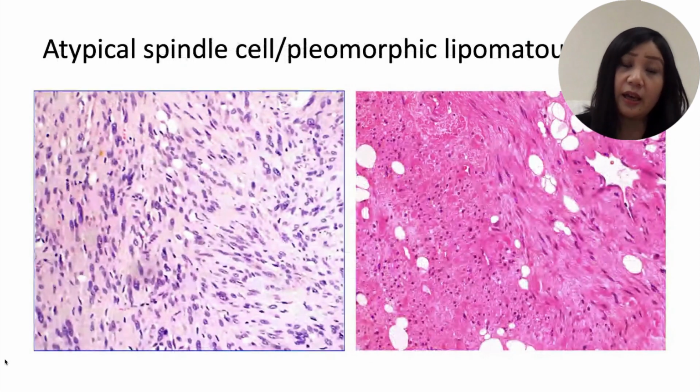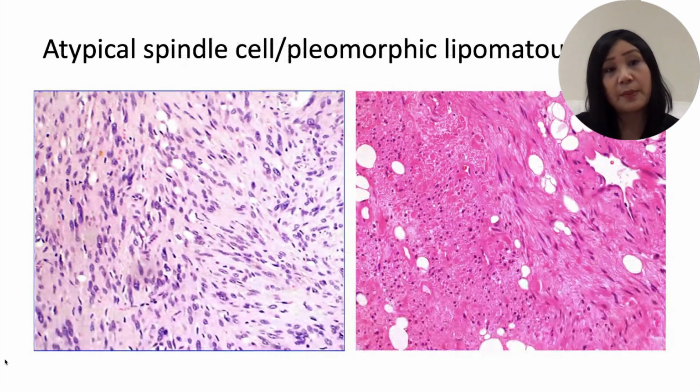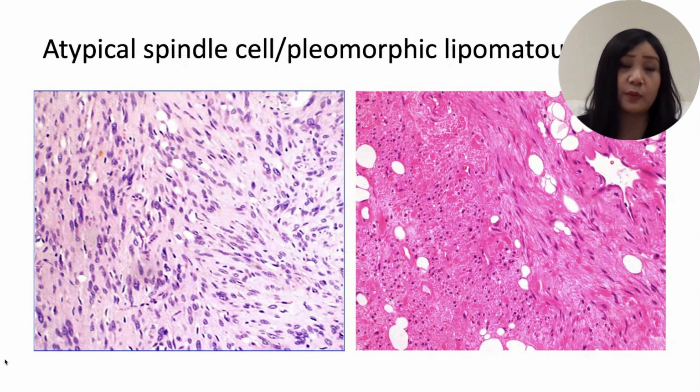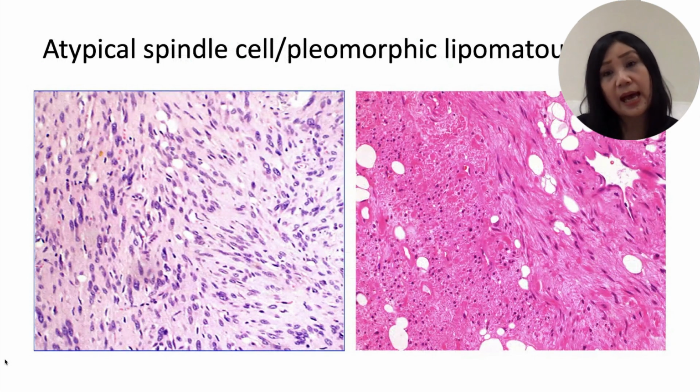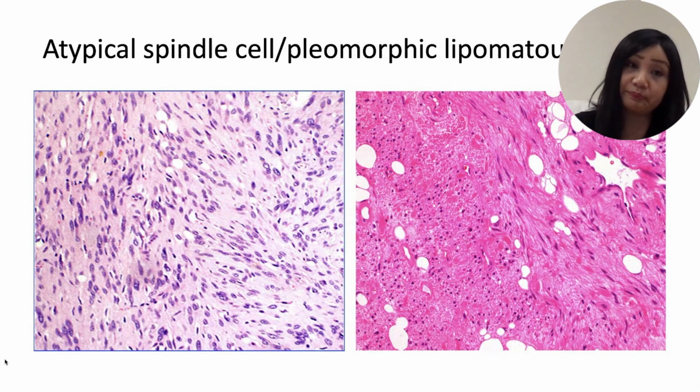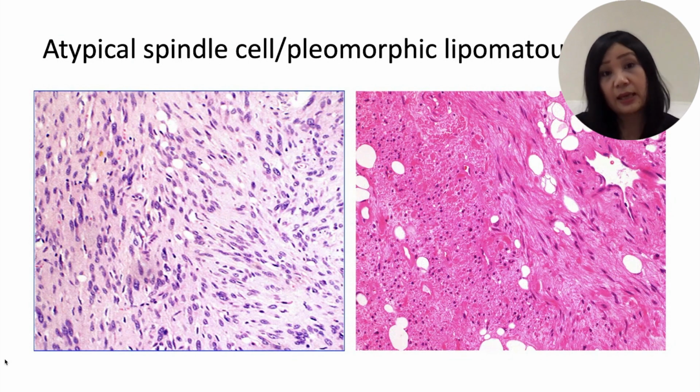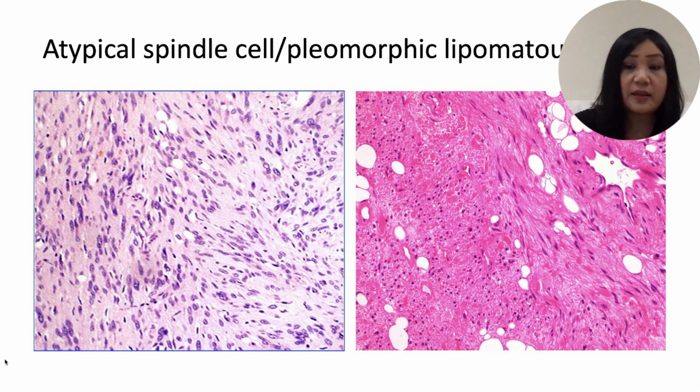More recently, authors have defined the term atypical spindle cell pleomorphic lipomatous tumor. So this was a term that has been coined by Dr. Marino-Enriquez and Dr. Fletcher, and this is now an entity in the current WHO classification. So let's try and characterize the tumours that fall into this category.